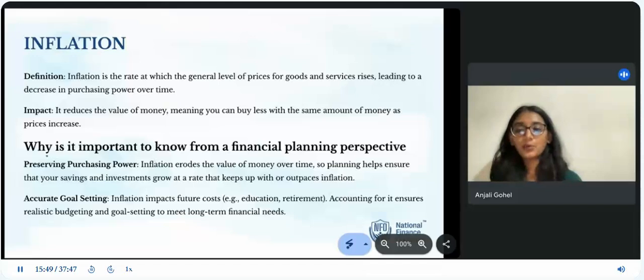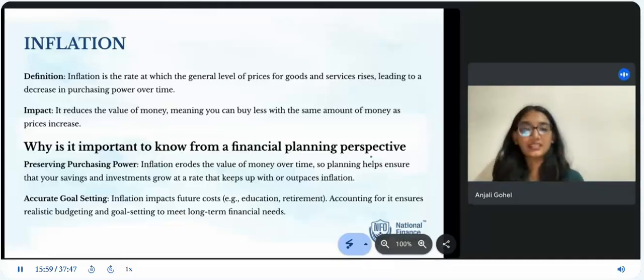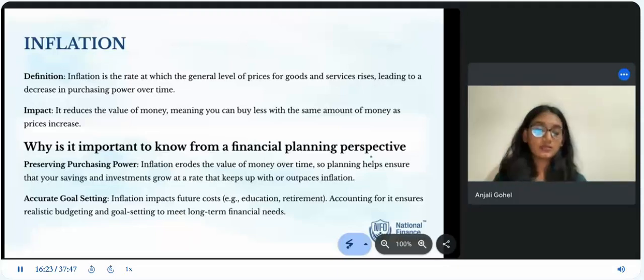Now, why is it important for us to learn this from a financial planning perspective? Financial planning is not meant only for a short-term goal of what I want to do in the next 6 months, right? When we talk about financial planning, it is also planning for retirement, which is very long term. If you are, let's say, 13 or 15 years old, by the time you start earning, let's say you are 20 years old, financial planning is not just for 6 months, 1 year, or 2 years. It is also planning for your retirement.